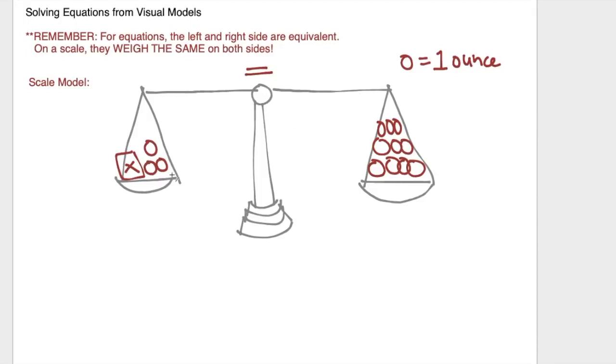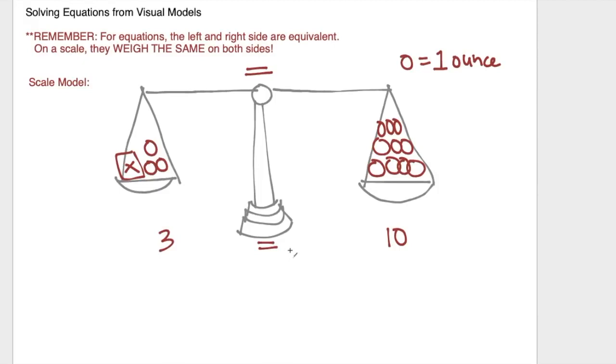So I have 3 oranges on this side, and I have 1, 2, 3, 4, 5, 6, 7, 8, 9, 10. 10 oranges on this other side. So let me just label that here. 10 on this side and 3 on this side. And remember, there's an equal sign in between them.